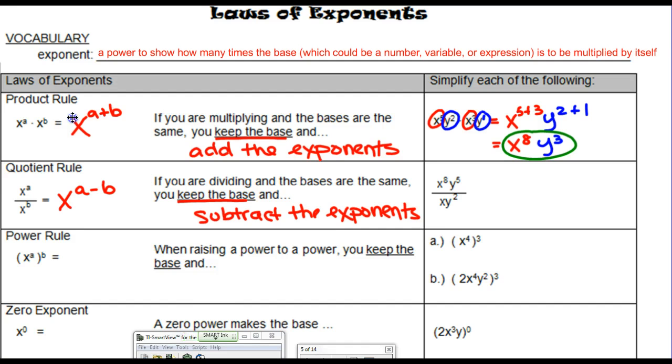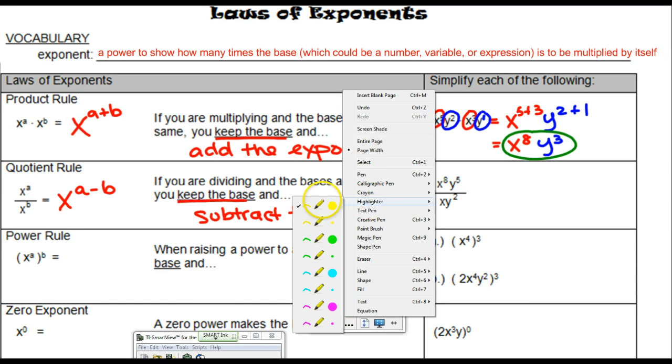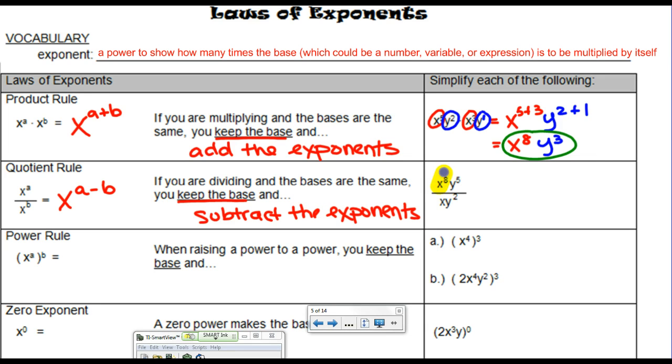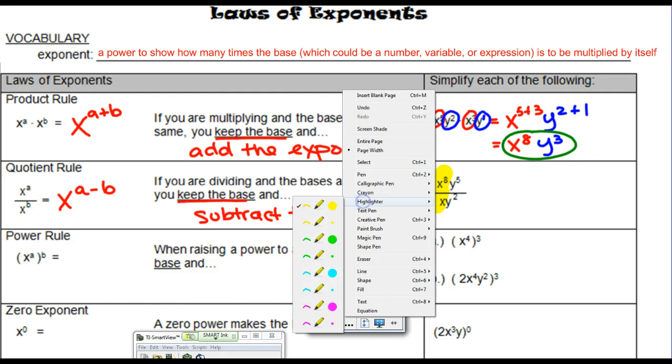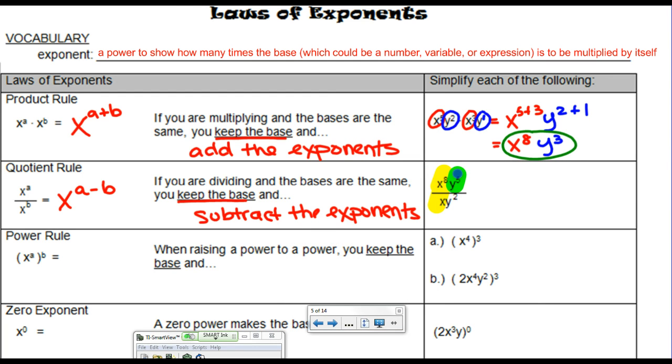Okay, I think I'd rather highlight than circle. I think it drowns it out. So I'm going to get a highlighter, and you may want to too. So we have an x to the eighth divided by an x. It's going to go together. And then we have a y to the fifth and a y squared.